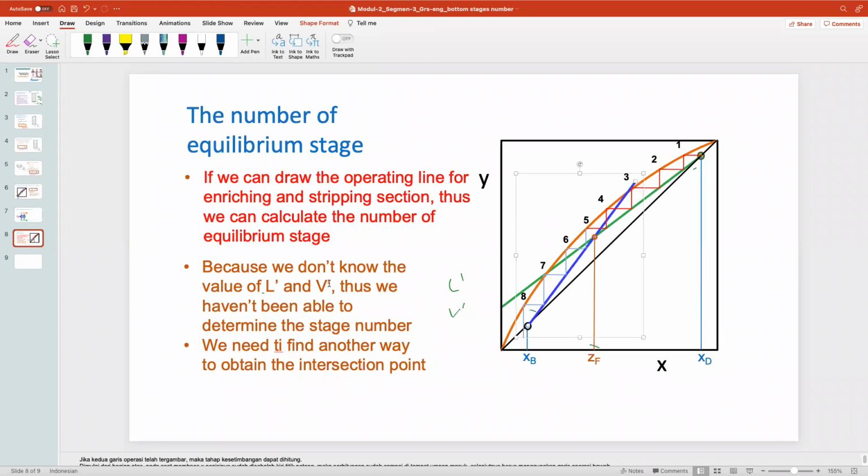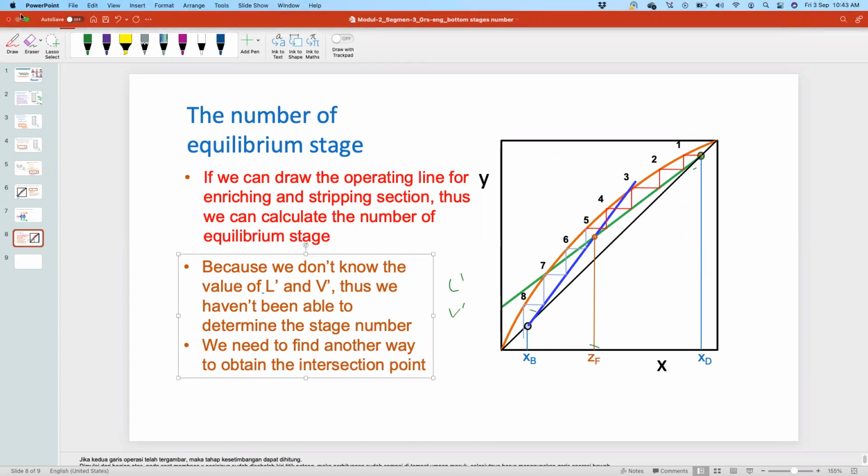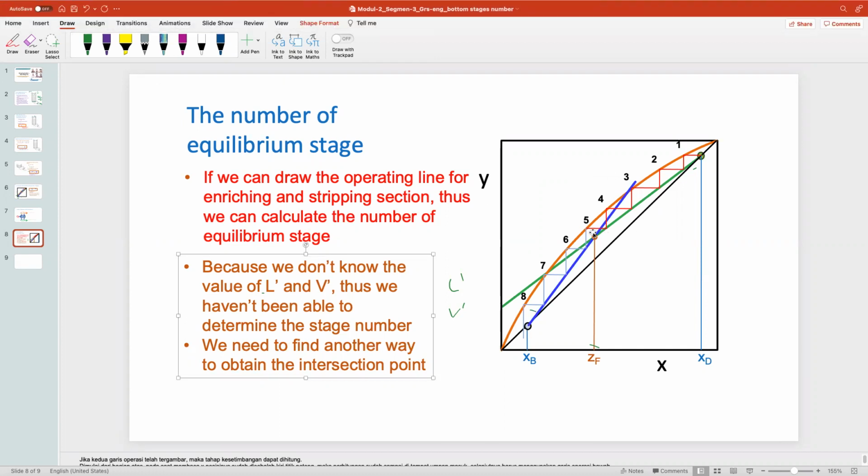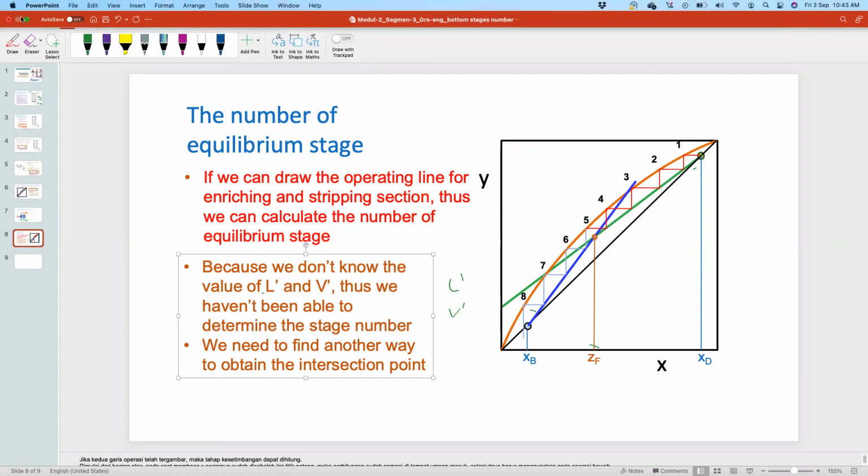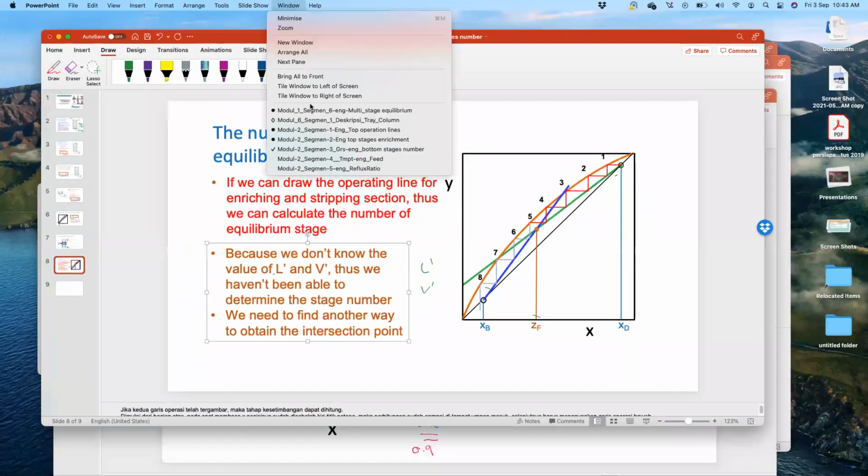We have to find another way to obtain the intersection point. We have to find another way to find the intersection point. So now the next step is to find the intersection point from the feed. Let's go back to the fourth.